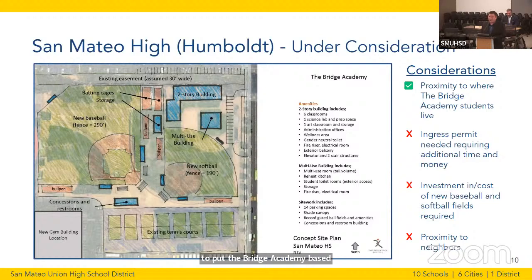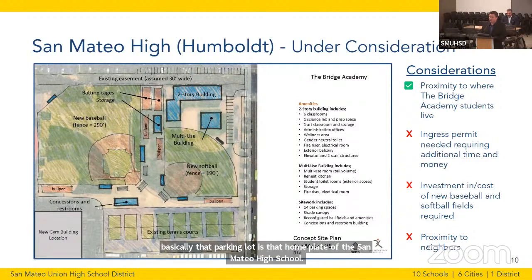So the positives, again, its proximity to. I'm sorry, can you orient it? Yeah, I'm just really trying to get a sense of this. Yeah. So the two-story building you're actually putting towards the apartment buildings. Correct. Okay, so that's what that is. And then basically that parking lot is at home plate of the San Mateo High School baseball field. Got it. Okay. That helps. Thank you.